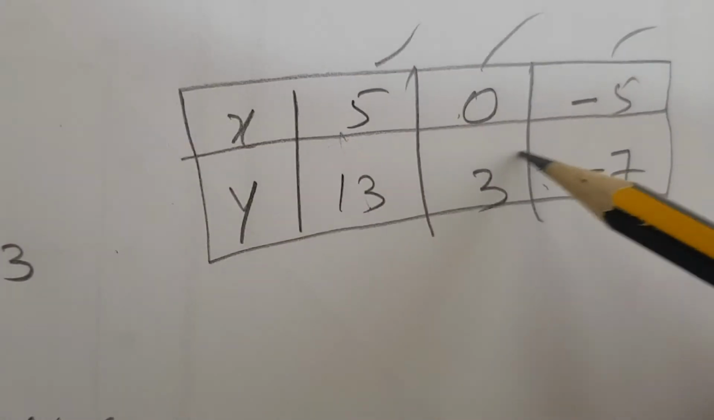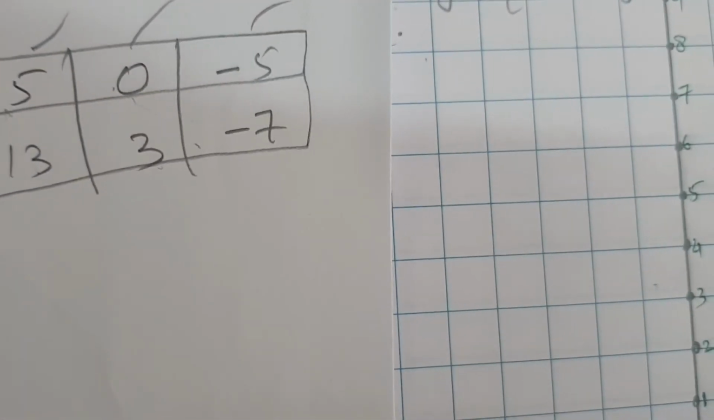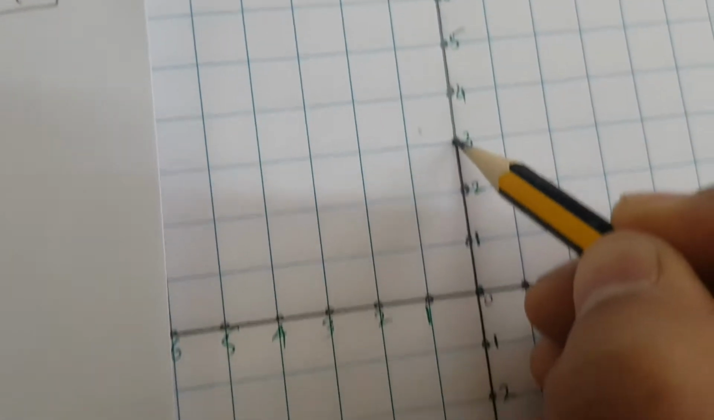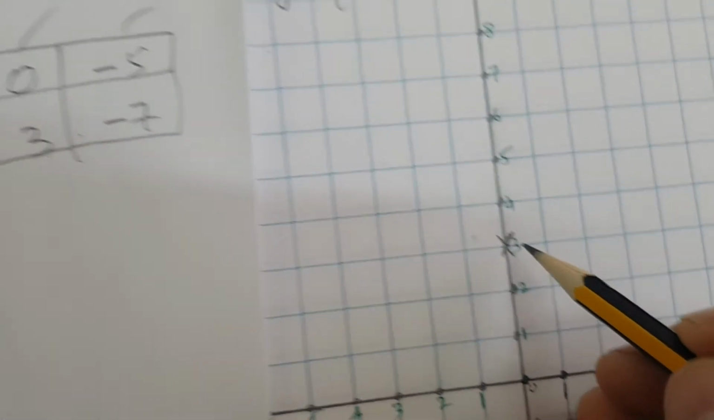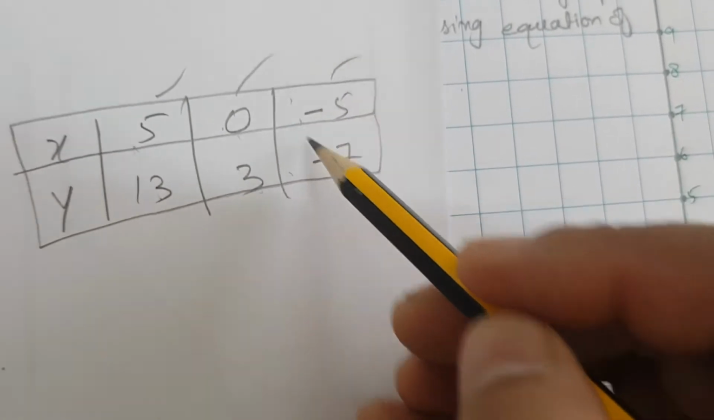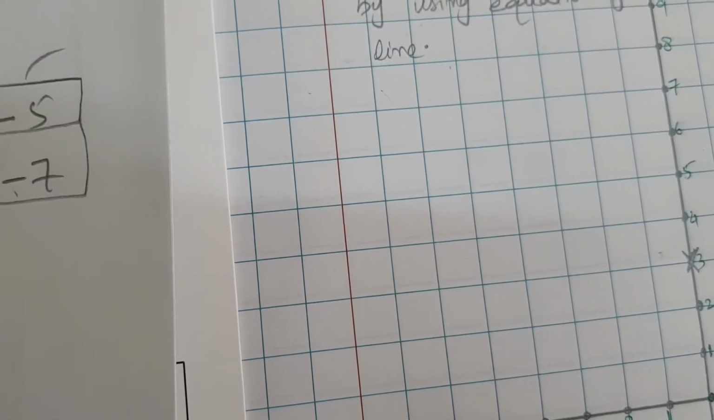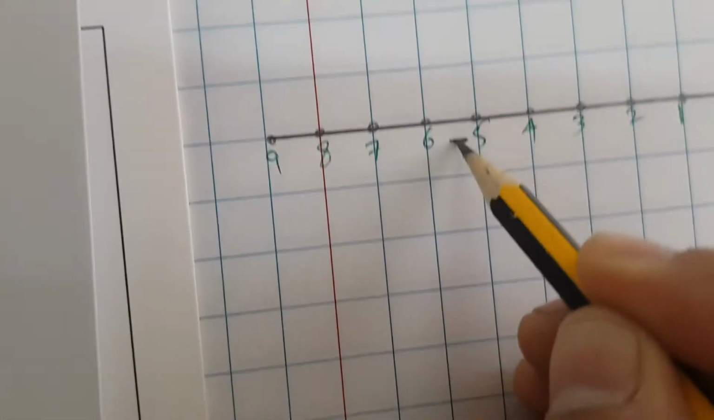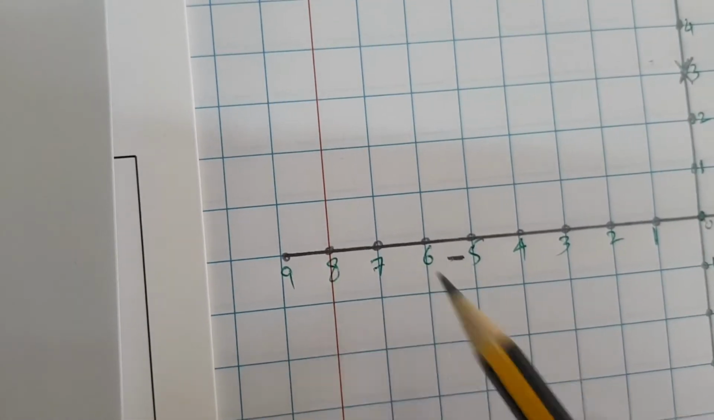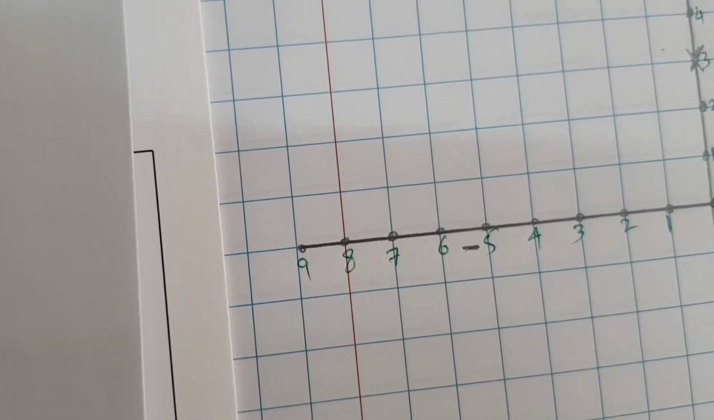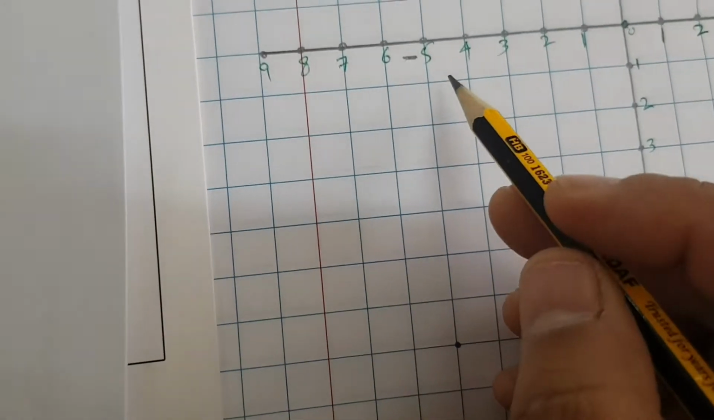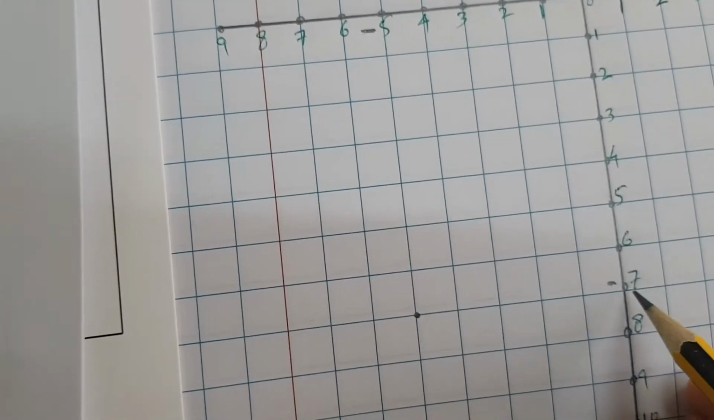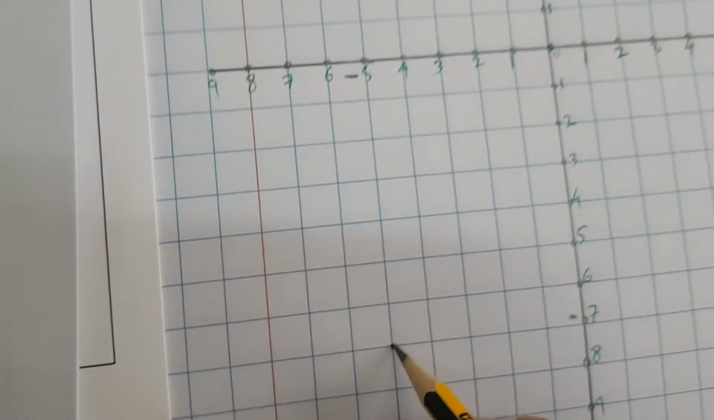Now, the second one is 0 and 3. So x is 0, y is 3, and I'll mark it here. And then x is negative 5, y is negative 7. So x is negative 5 means I have to look at this value, negative 5, and then accordingly negative 7. Let me show you, this one is negative 7 here. So I will mark the coordinate point here.